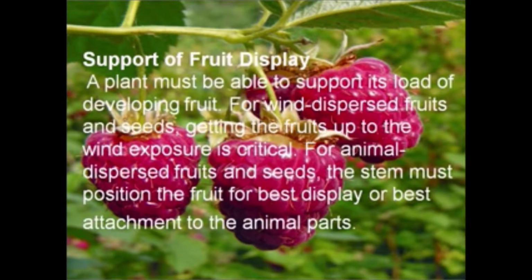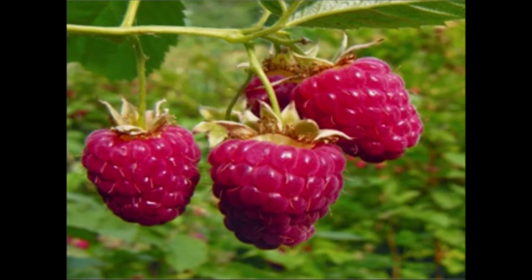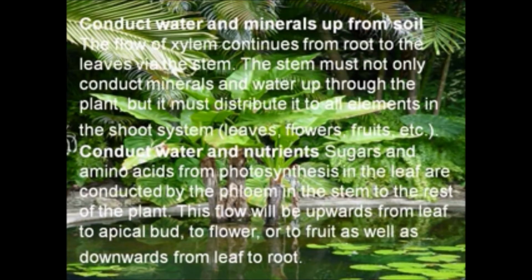Support of fruit display. A plant must be able to support its load of developing fruit. For wind dispersed fruits and seeds, getting the fruits up to the wind exposure is critical. For animal dispersed fruits and seeds, the stem must position the fruit for best display or best attachment to the animal parts.